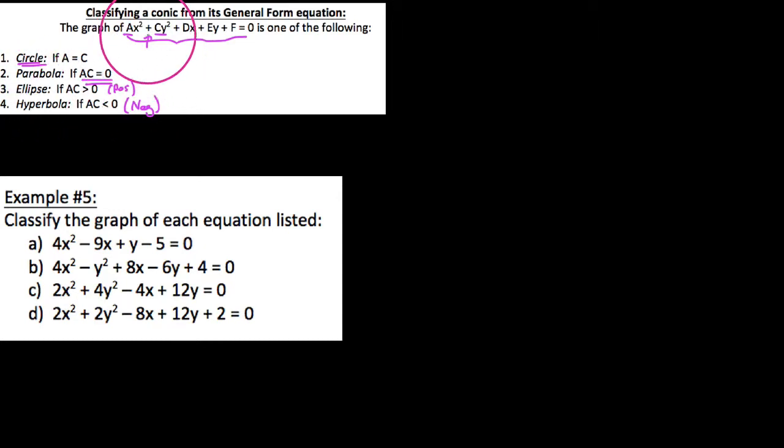If that's a plus sign, then you're dealing with an ellipse. But if there's a negative sign, they have different signs, and their product would be negative. So we could say there's a difference between those two things. Whenever you have a difference between your x squared and your y squared terms, then you're dealing with a hyperbola.